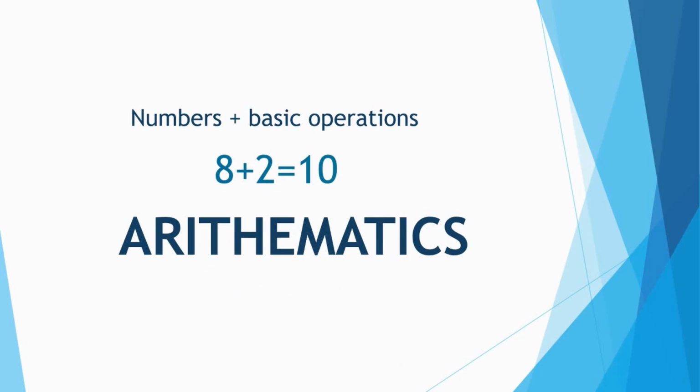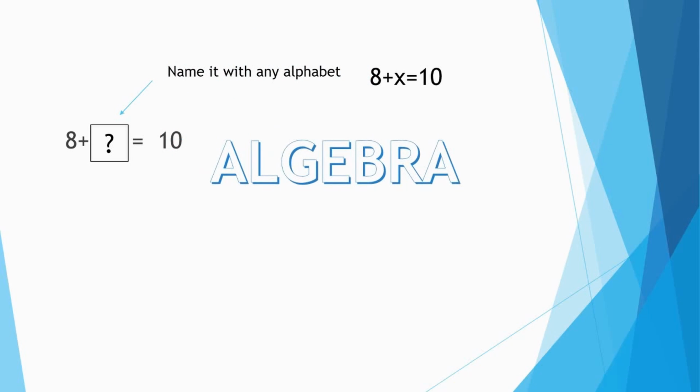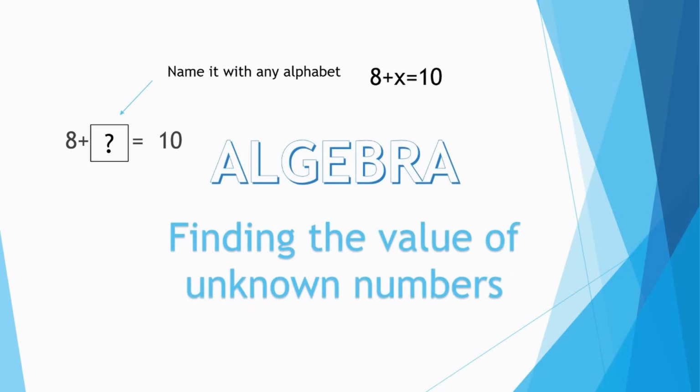But what if someone asks the same thing in another way? For example, how much should be added to 8 to get 10? There arises an empty space with an unknown value. For ease, we can name these empty spaces with an English alphabet. Let it be x. Now the equation changes to 8 plus x equals 10. And there it is. This is an algebraic equation. So what is algebra? It simply means finding the value of unknown numbers.